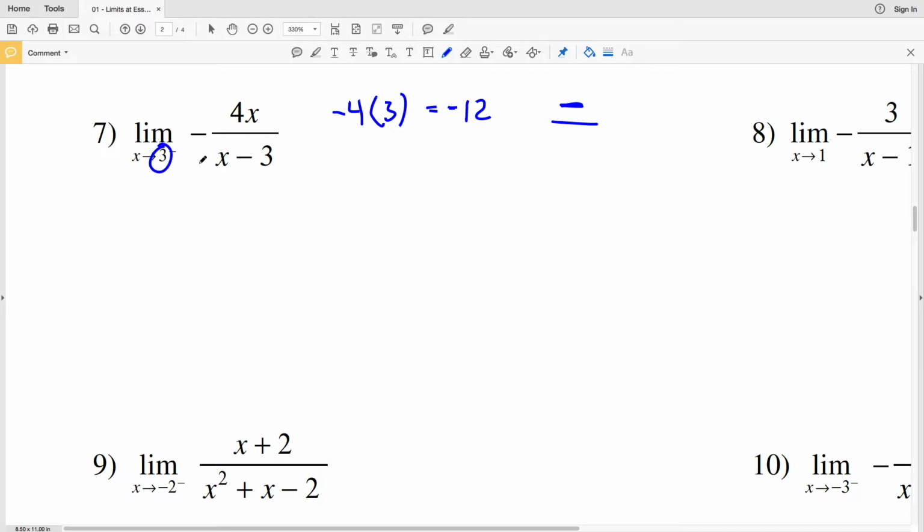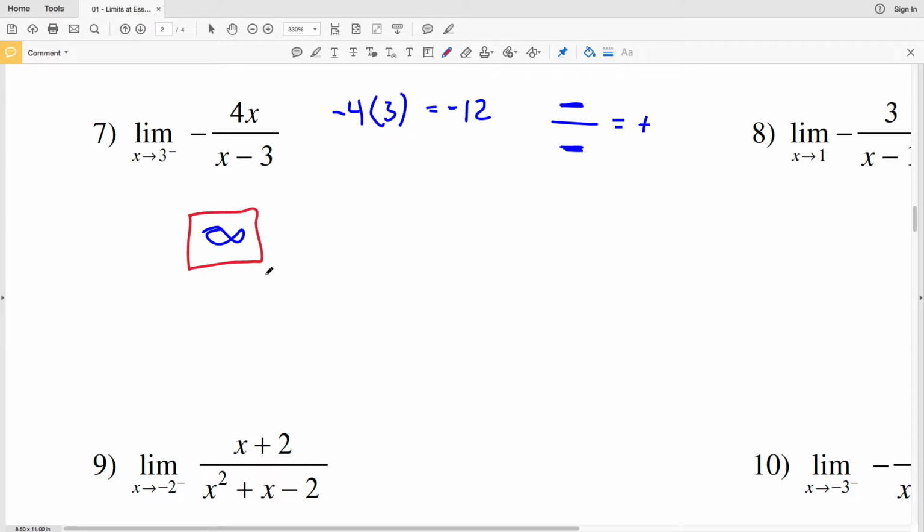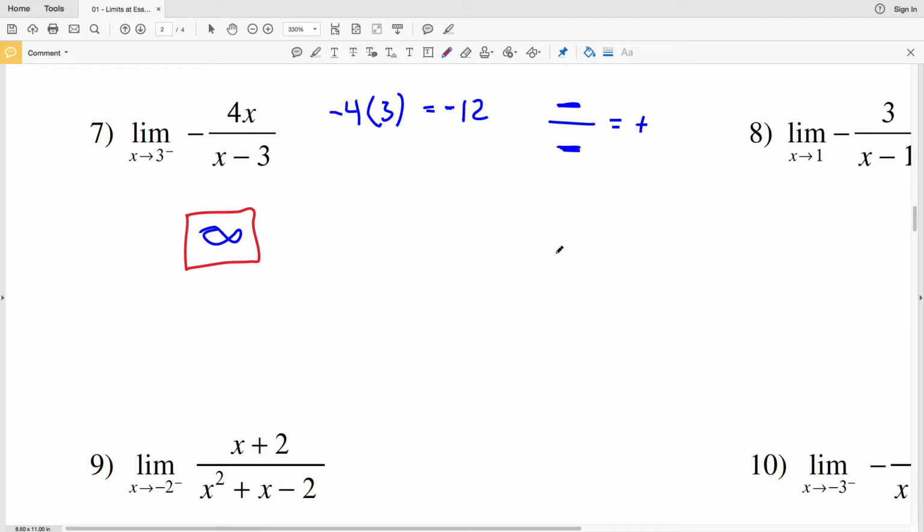So we're approaching 3 from the left, so a number or value that's smaller than 3. Let's plug in 2. 2 is less than 3, and 2 minus 3 is a -1. So we're approaching 0 from negative values, and a negative over a negative is a positive. So this is going to be positive infinity for the limit in number 7. And at any point, feel free to graph and double check.